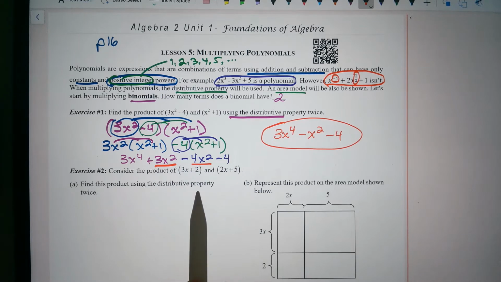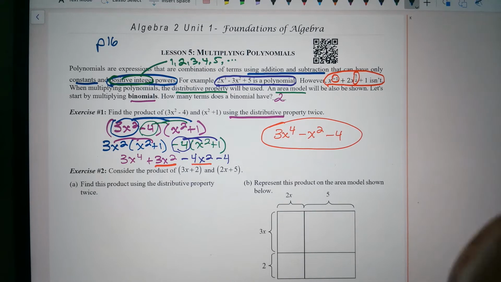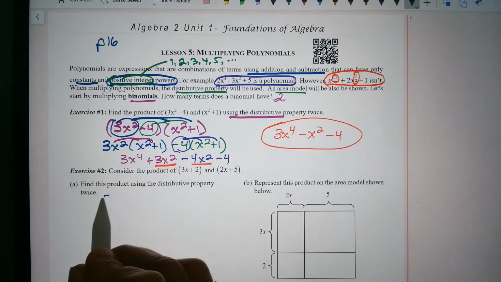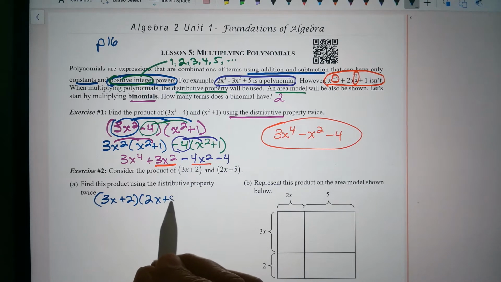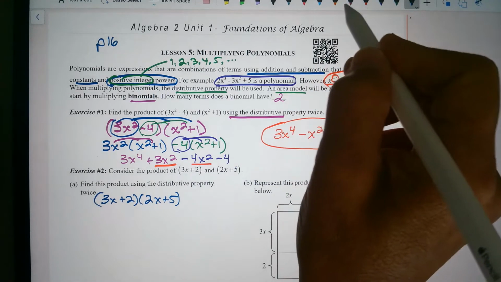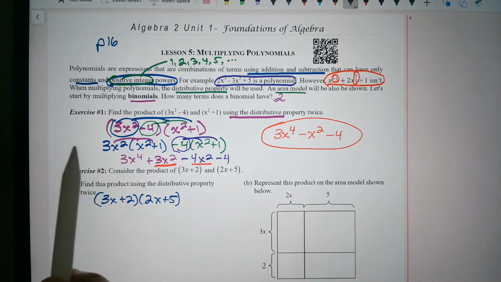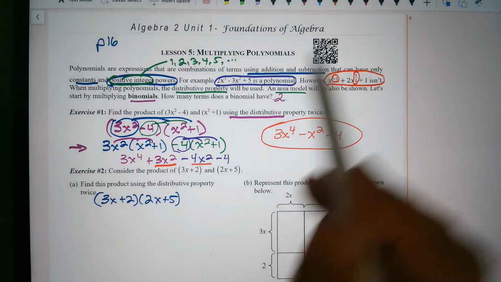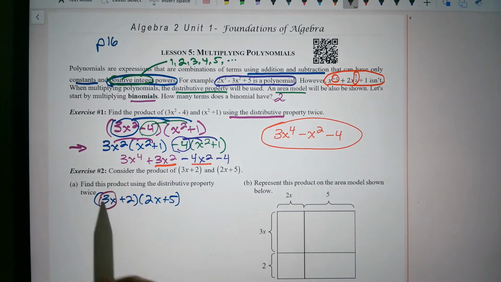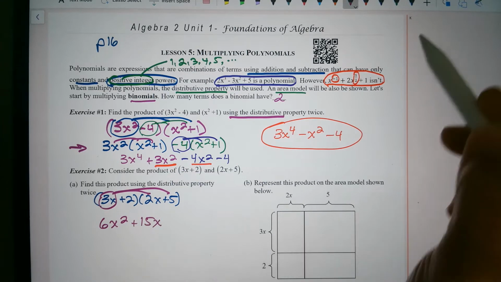Next, consider the product of 3x plus 2 and 2x plus 5. Find the product using the distributive property. So I'm going to skip the middle step that I did here, all right? Basically, I'm just going to say, okay, I'm taking 3x and multiplying it by 2x and positive 5. So 3x times 2x is 6x squared. 3x times positive 5 is positive 15x.